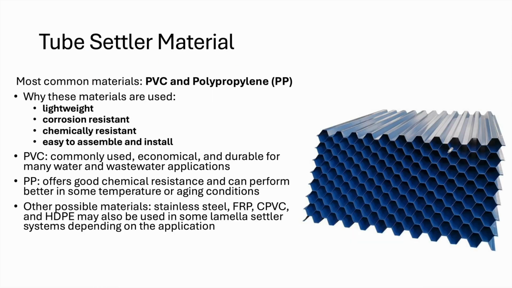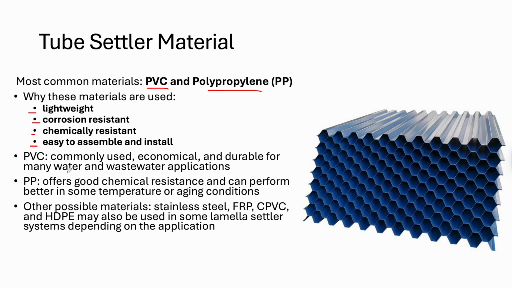For the tube settler material, it is usually PVC and polypropylene, or PP, and we prefer the usage of plastics, let's say, because they are lightweight, corrosion resistant, chemically resistant, easy to assemble and install, and of course they are cheaper than metals.